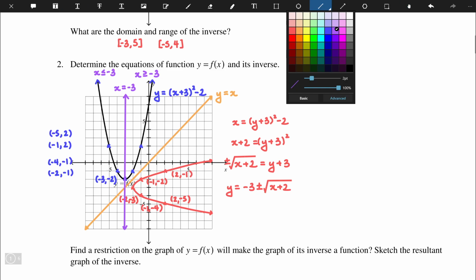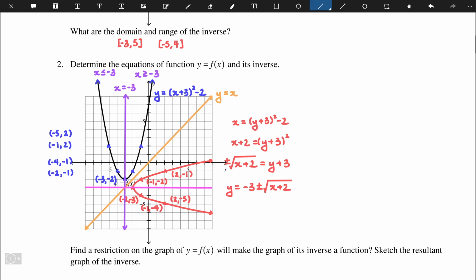Specifically, x being greater than or equal to -3 will allow us to keep the top half of the resultant inverse, and x being less than or equal to -3 will allow us to keep the bottom half of the resultant inverse. So that is to say, this side, the right hand side, would have an inverse that is the top half of the square root function, and then the other restriction, x less than or equal to -3, will result in the inverse that's the bottom half of the square root function.